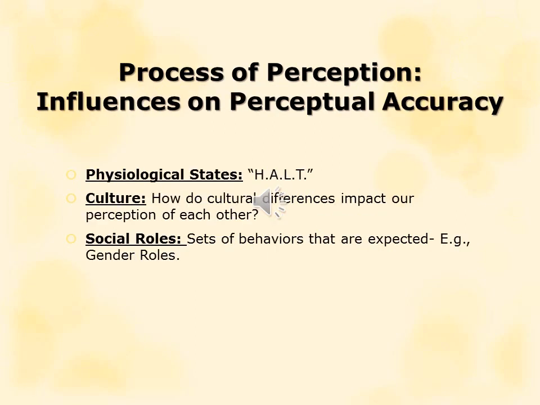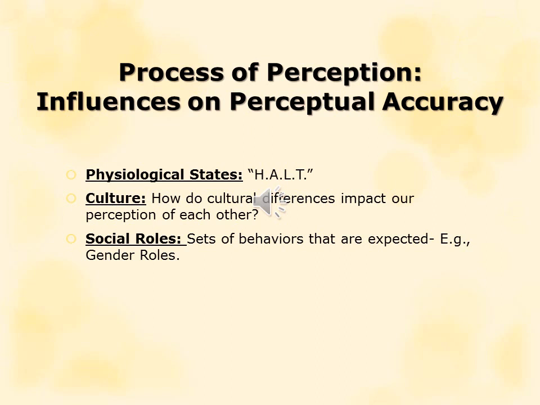Now, there are some things that may influence our perceptual accuracy, how we perceive things. We may perceive things inaccurately due to some of the things on this slide. The first of which is physiological states. I like to use this, it's called HALT, and this is what it breaks down to: hungry, angry, lonely, tired. If I am hungry, angry, lonely, or tired, chances are that my perception will be skewed.